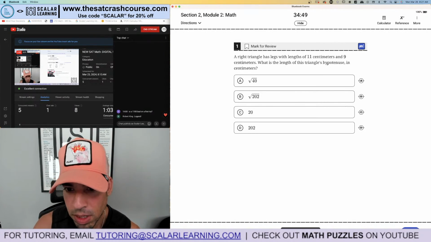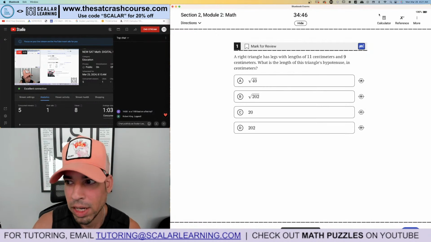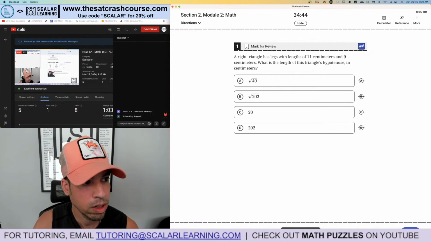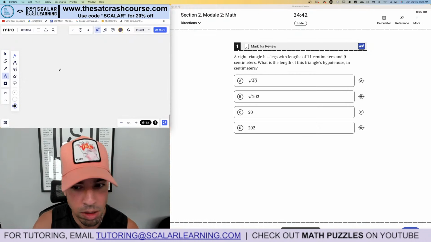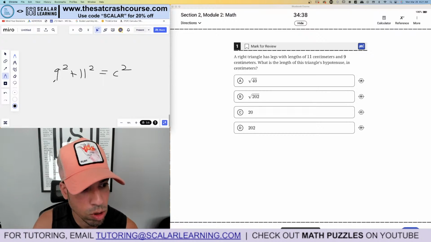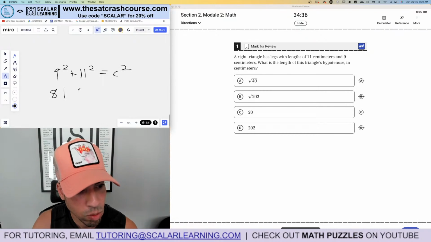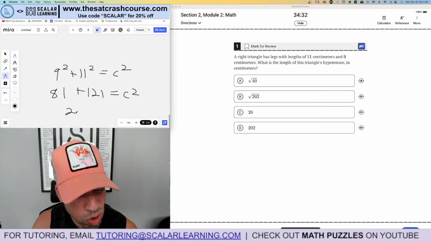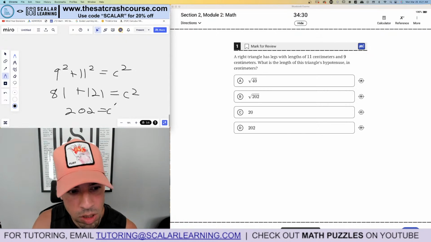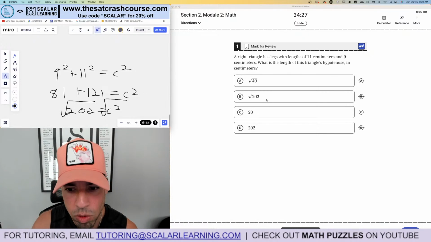A right triangle's legs have lengths 11 and 9. What is the length of this triangle's hypotenuse? Okay, in its simplest radical form. So that's going to be 9 squared plus 11 squared is equal to c squared. We're going to do this mentally just for fun. That's 81, that's 121, equals c squared. That's 202, right? 202 equals c squared. So to get c, we have to take the square root, and we got it right there.